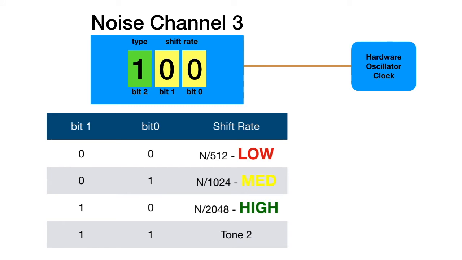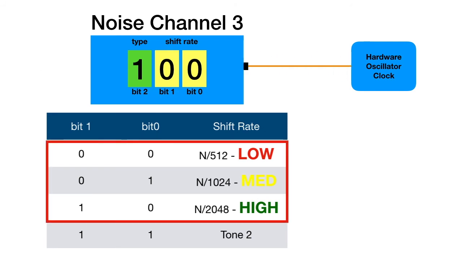Let's look at this again from the control register point of view. When the shift rate is set to 00 or 01 or 10, that's our low, medium, or high, the frequency sent through the noise generator is derived from divisions of a fixed clock frequency. So low, medium, and high are just dividing the same input frequency, each by a different amount.